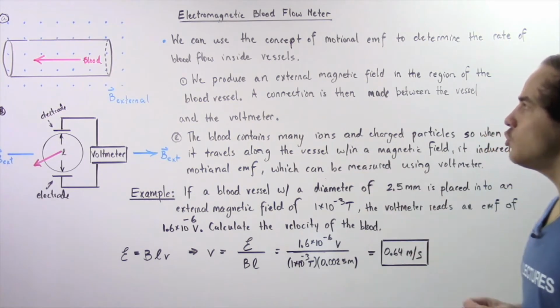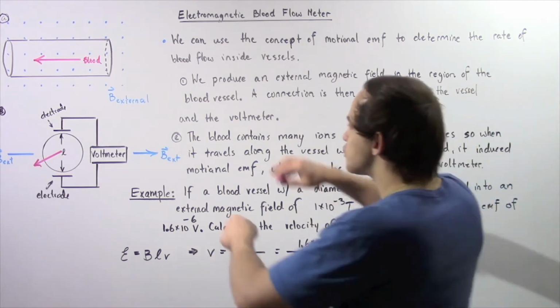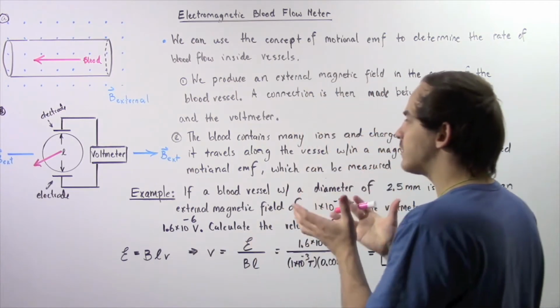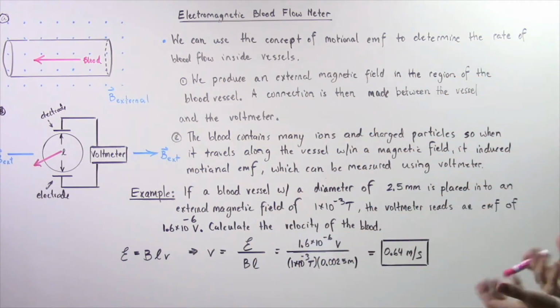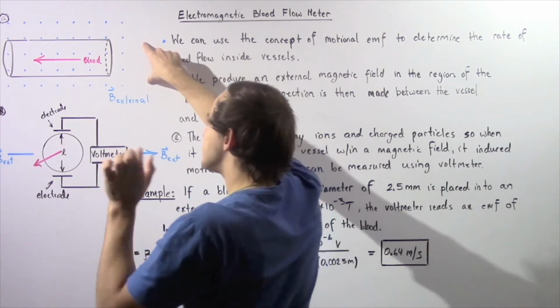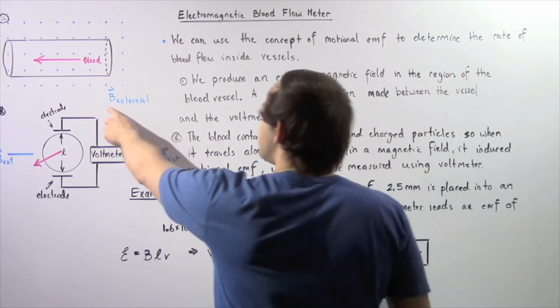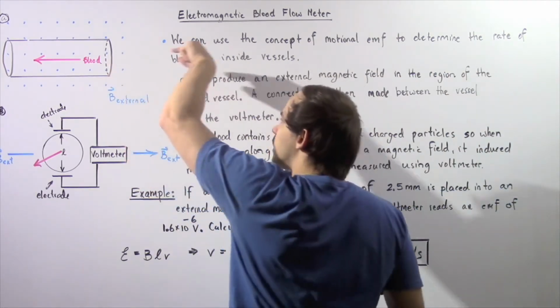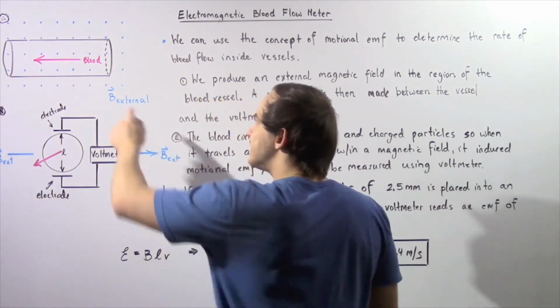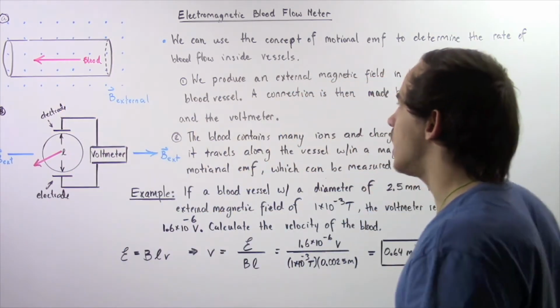So once again, we can use the concept of motional induced EMF to determine the rate of blood flow inside vessels. So let's look at the following two steps that we must take to create our electromagnetic blood flow meter. We take our blood vessel and place it into a region that has an external magnetic field given by B. In this case, our blood is moving in this direction and our magnetic field points out of the board, as shown by the following blue lines.